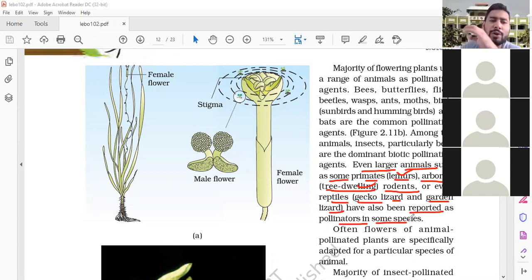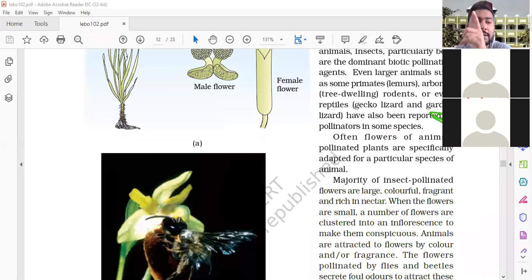Rodents means they have the biting ability, in case of the mouse, clear? So rodents or even reptiles, clear? Even reptiles, in reptiles, gecko lizard and garden lizard also have been reported to be involved in the pollination phenomenon. So these are also animals which are involved in pollination.